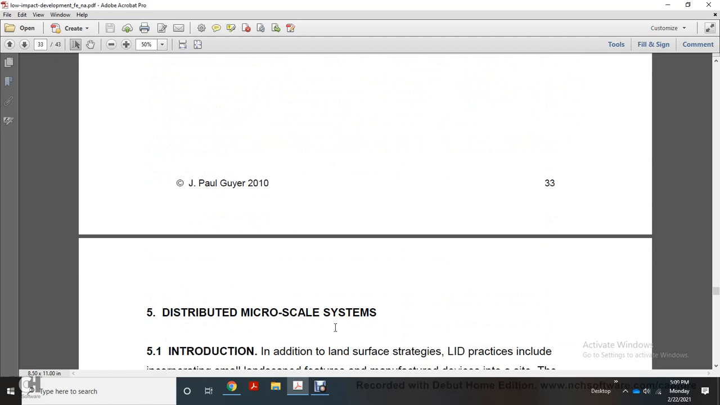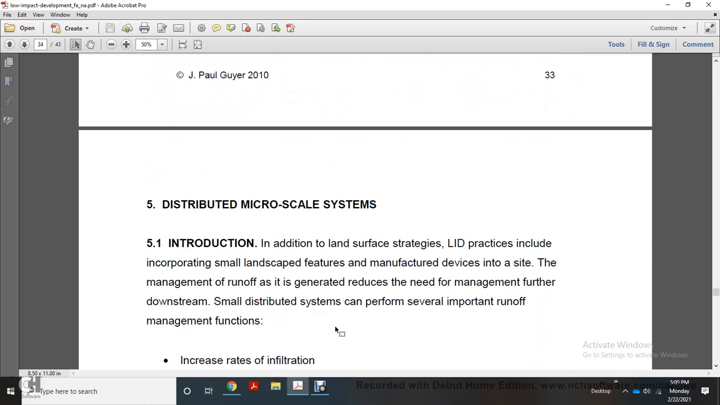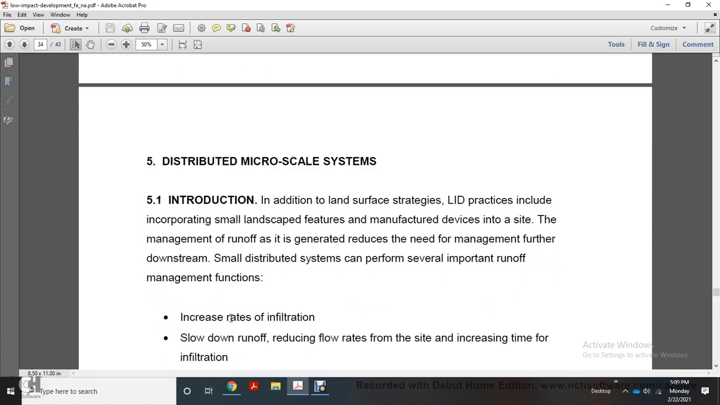Alright, 5. Distributed microscale systems. Introduction. In addition to large land surface strategies, low impact development practices include incorporating small landscape features or manufactured devices into the site to manage the runoff generated, reducing the need for management further downstream. Small distributed systems can perform some of the important runoff management functions.